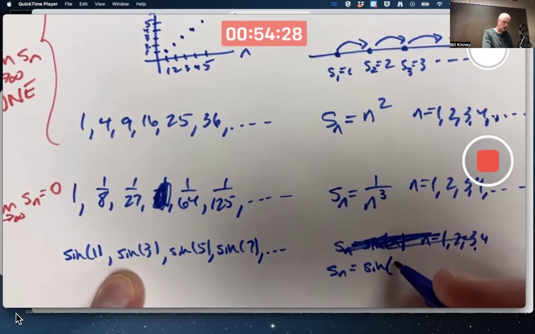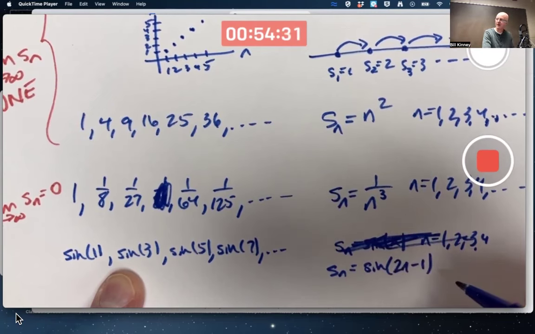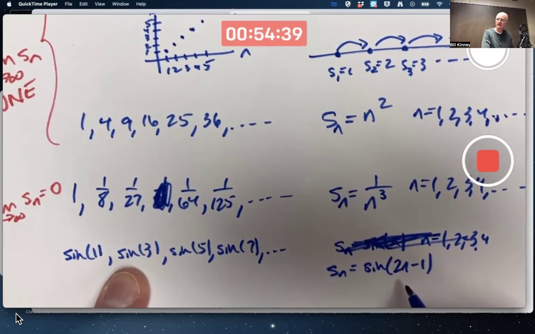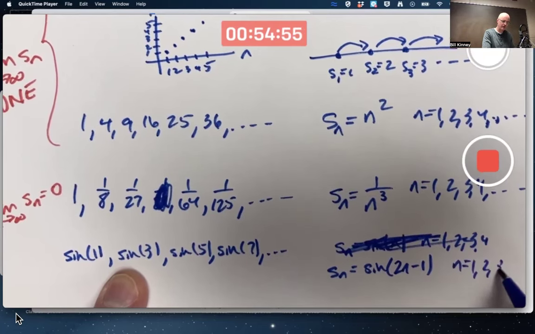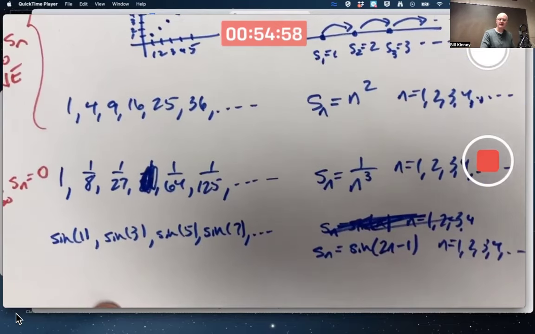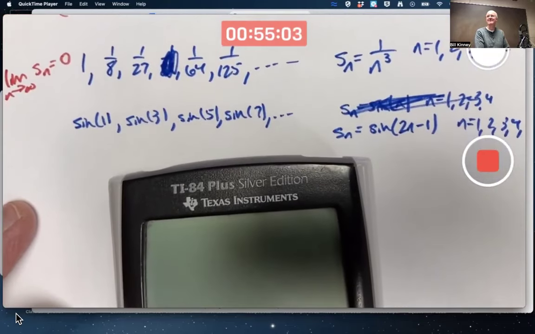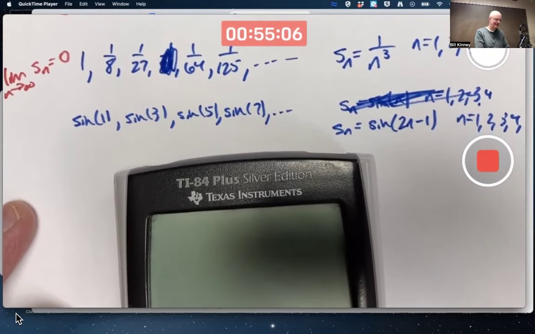So you've got to do a little trick here. 2n minus 1 is the trick that works here to make the inputs odd when n is first 1, then 2, then 3, then 4, etc. If n is 1, 2n minus 1 is 1. If n is 2, 2n minus 1 is 3. If n is 3, 2n minus 1 is 5. If n is 4, 2n minus 1 is 7. Yes, use that formula. Does that have a limit? I hope you would guess the answer is no, it doesn't.